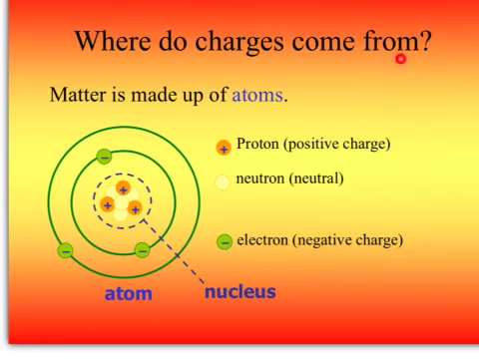Where do charges come from? We all know that matter is made up of atoms, and here's the structure of an atom with electrons on the outside. In the nucleus we have protons and neutrons.